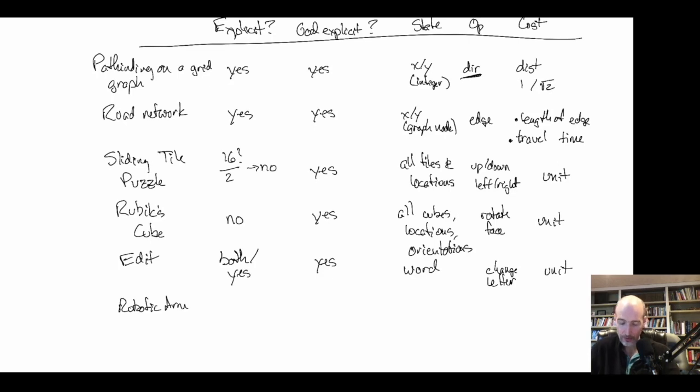So is the state space explicit? For something like here, where I have two joints in the arm and no other degrees of freedom, it could be explicit, but typically these are not explicit, because once I get more joints or more degrees of freedom, this gets really expensive. Is the goal explicit? Almost everything we've looked at so far has an explicit goal, but the robotic arm doesn't.